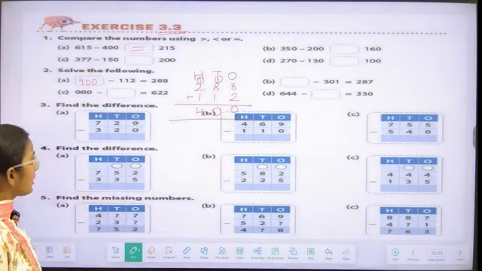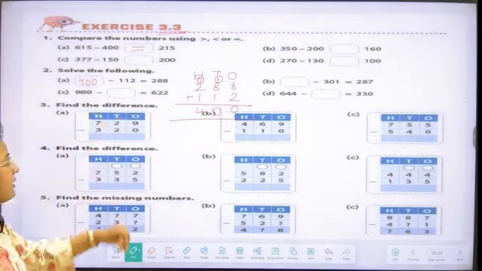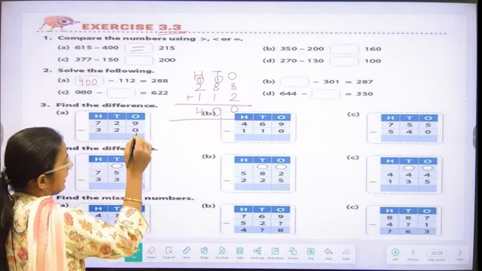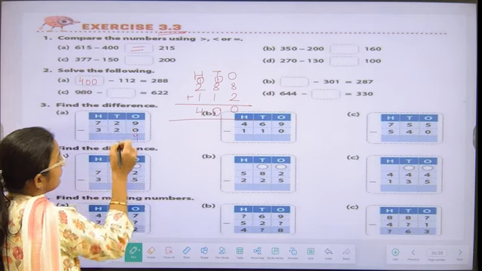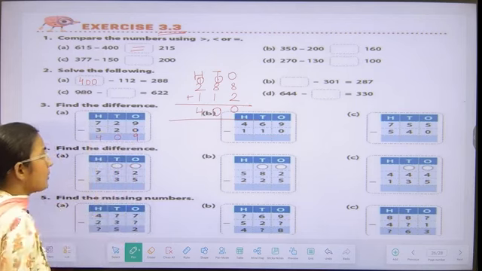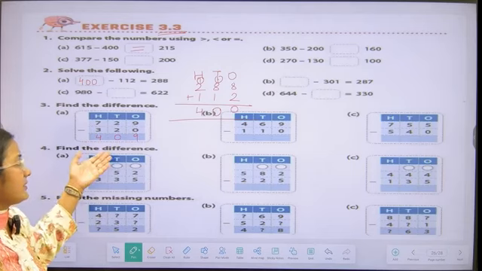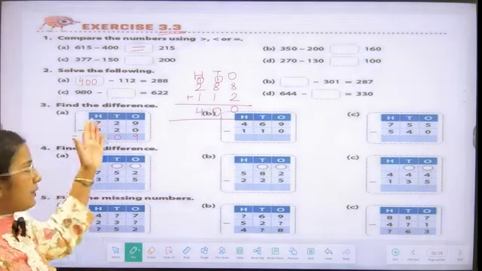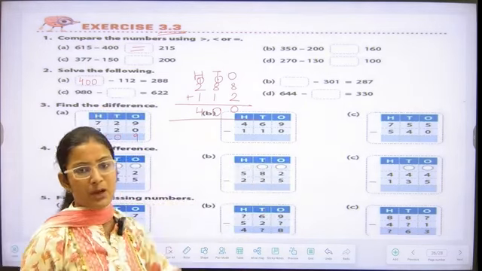Moving to the third one, we have to find the difference. Let's do the first one with me. If I am subtracting 0 from 9, I am getting 9. 2 minus 2, I am getting 0. 7 minus 3, I am getting 4. So we can say that our difference is 409, student. Similarly, you can attempt the B and C parts.